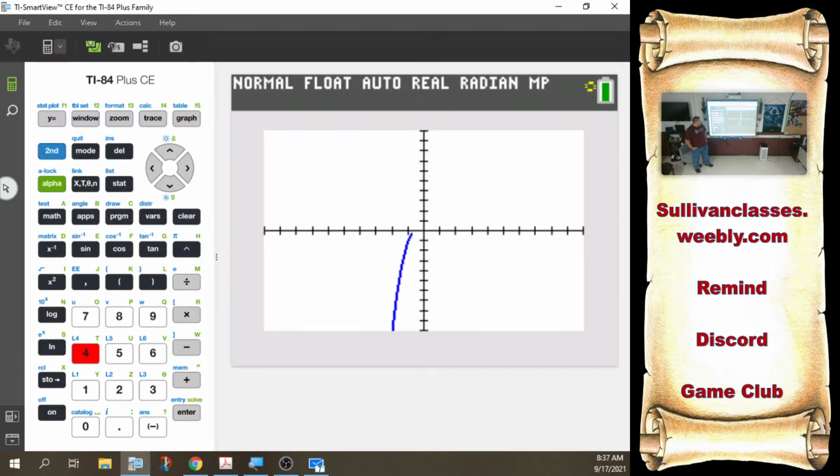I will wait for Frank. There we go. And to calculate a maximum, ask for a left boundary and a right boundary. We did this when we reviewed parabolas.